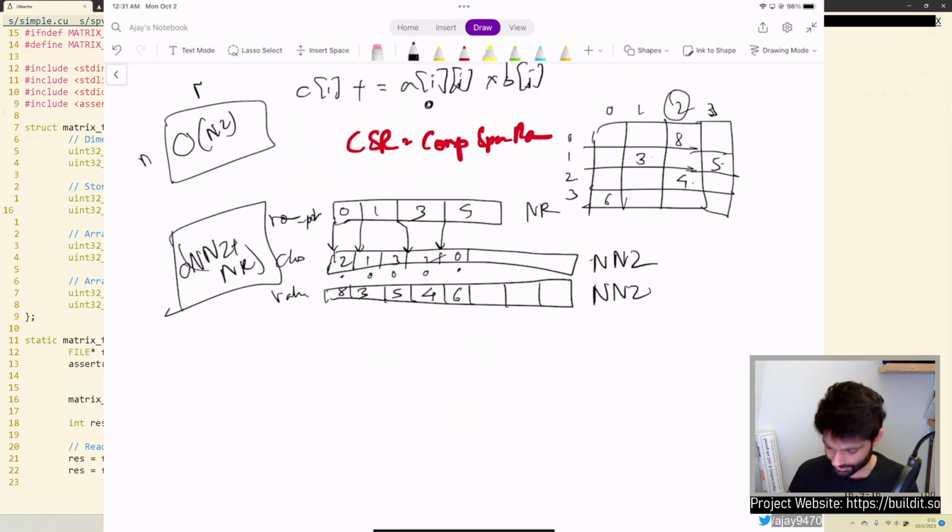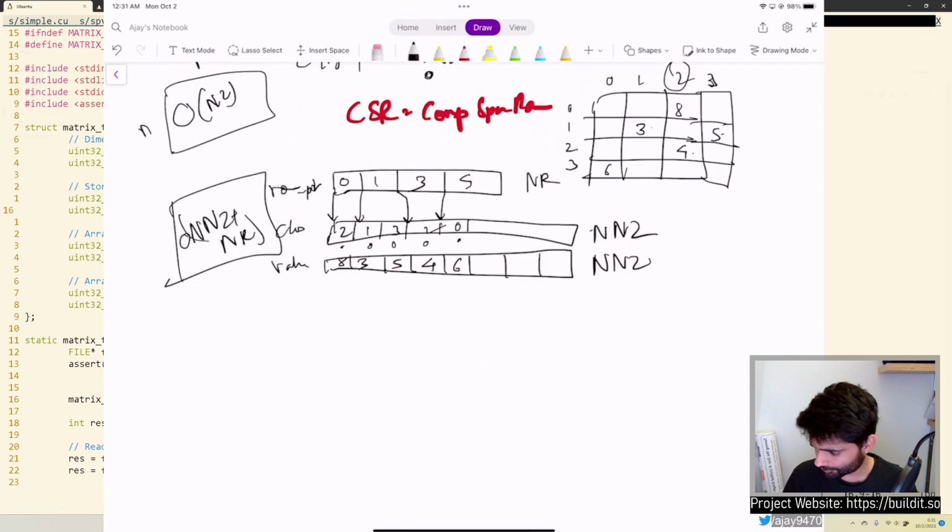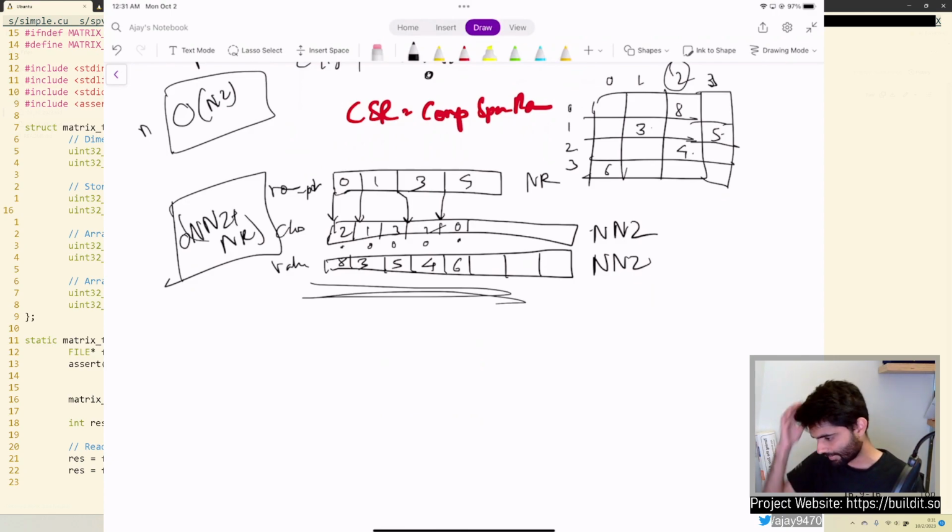That's the first benefit. The second benefit is iterating through these non-zeros is pretty easy. If I have to sum up all those values, I just have to sum up this array. I don't have to go through the zeros. If I have to multiply by some constant or do some operation on it, I have those indices and I have those values stored in a contiguous manner.